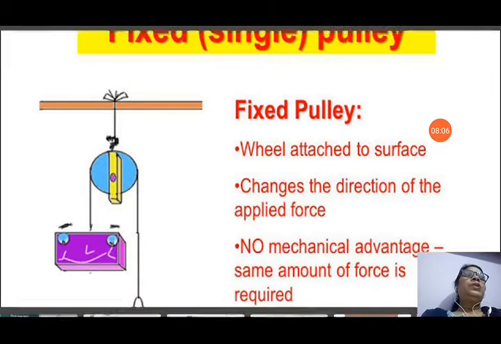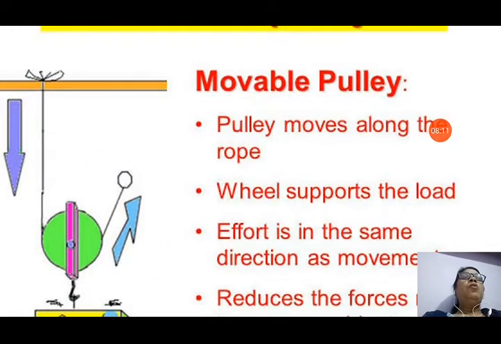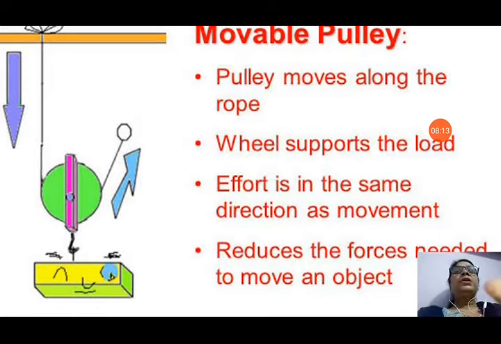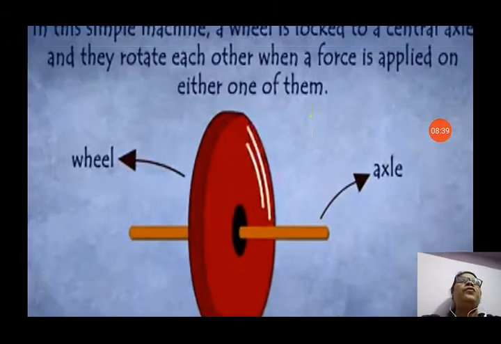Now let us see about the movable pulley. A movable pulley moves along the rope. You can see in this, the wheel is also moving up and down with the load. The wheel supports the load, and the effort is in the same direction as the movement. So the movement of the load and the effort are in the same direction. This reduces the force needed to move an object. In this, you have to apply a lesser force. This is a movable pulley.